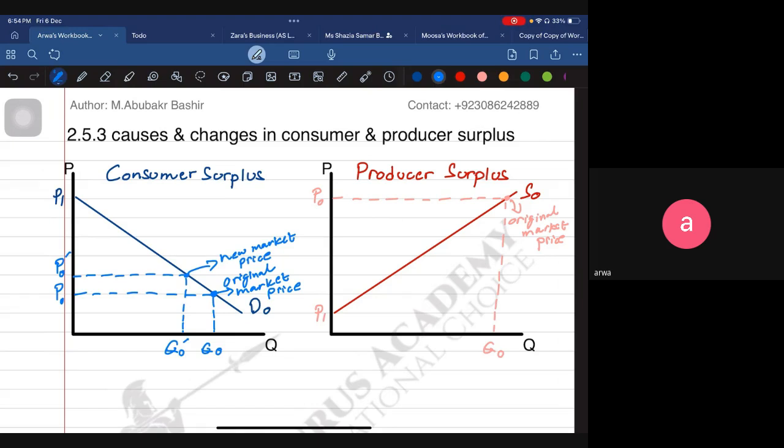And in the producer surplus part, the other part, probably the price is decreasing. So the producer surplus is going to decrease. Sorry, I want to not only show that the producer surplus is decreasing, but with both the graphs, I'm showing that consumer and producer surplus can decrease. This is Q naught dash.